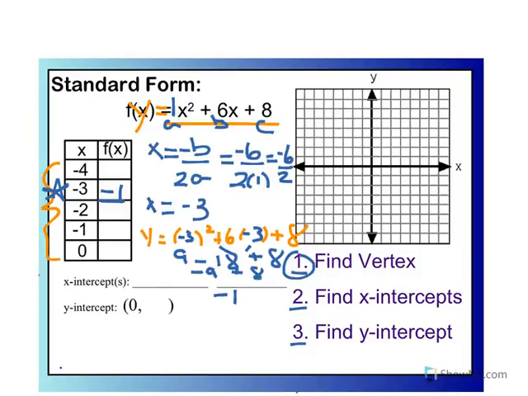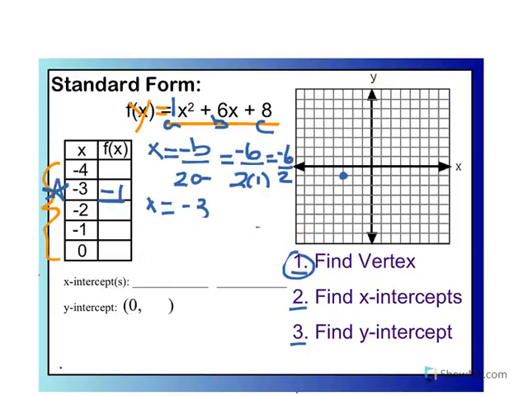So if I come over here to my graph and I graph the vertex, it is right here at negative 3, negative 1. Make sure you have that work down because I'm going to go ahead and erase it so I have room to find our x-intercepts. All right, so now let's go ahead and find our x-intercepts. If you remember in our previous section, we would take the trinomial and we would set it equal to 0 and see if we can factor it.